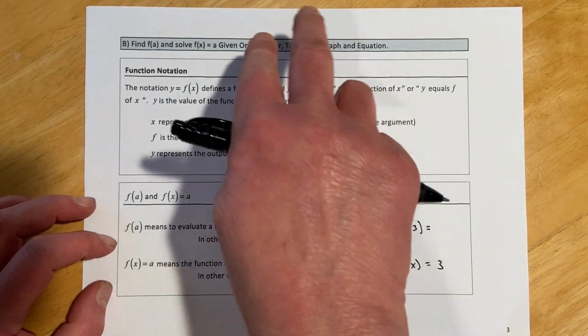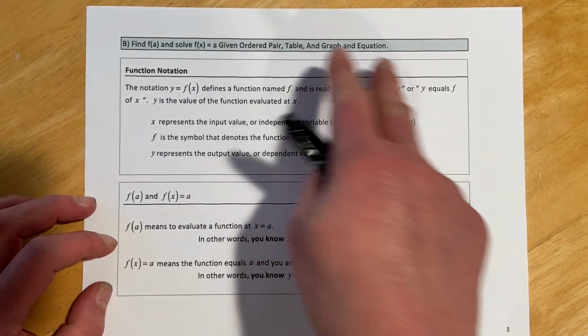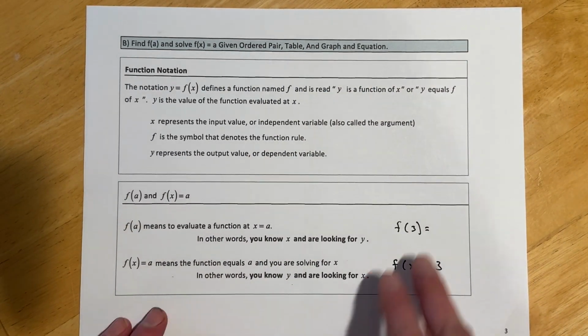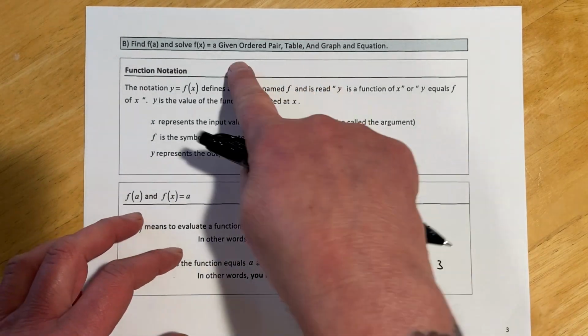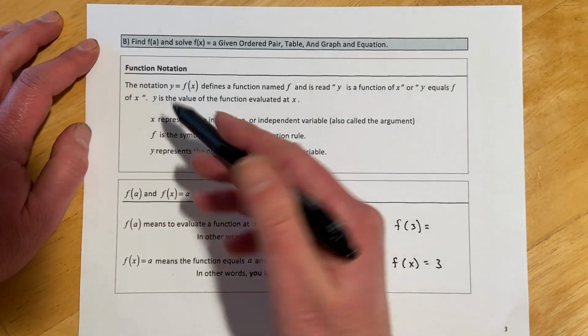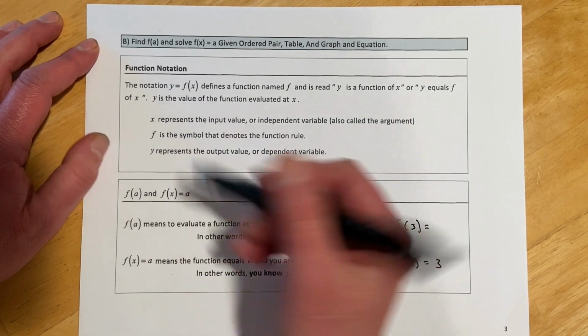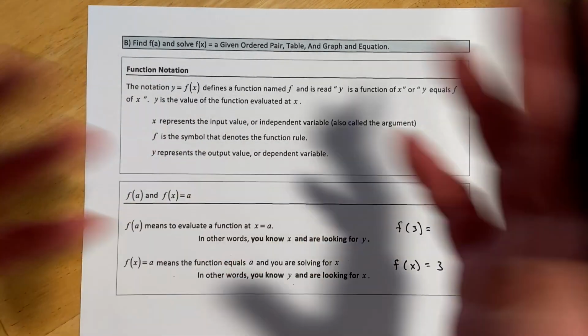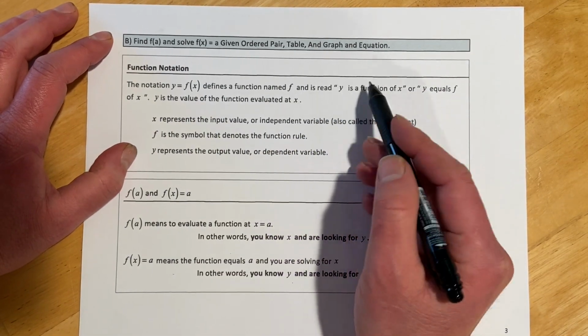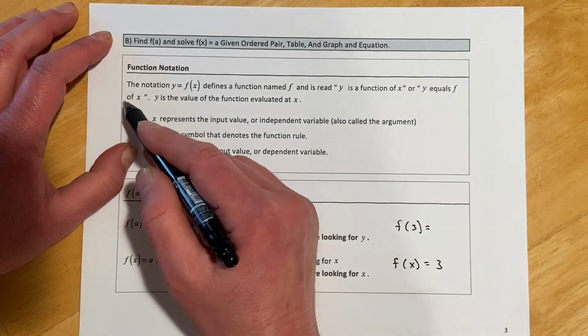These are the two ideas that we're going to try to separate out, and we're going to do that for ordered pairs, tables, graphs, and equations. So we'll look at several different ways they can be formatted, but these two ideas throughout. Let's talk about the notation a little bit. This notation y equals f of x: f of x is going to stand for the y side of the equation. It's read f is a function of x, or y equals f of x.